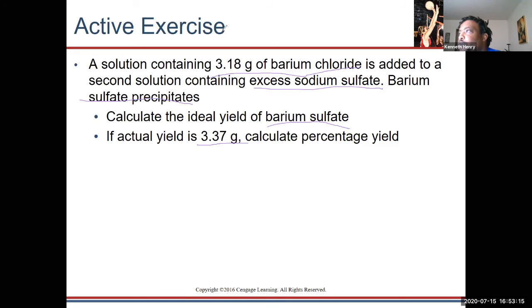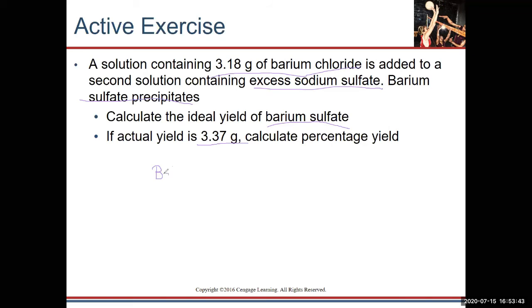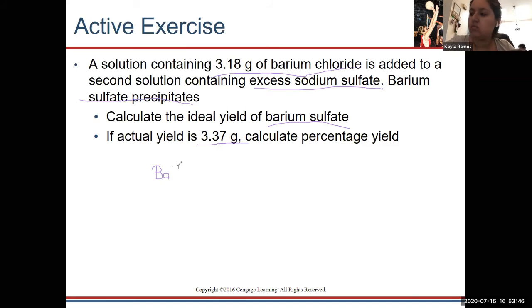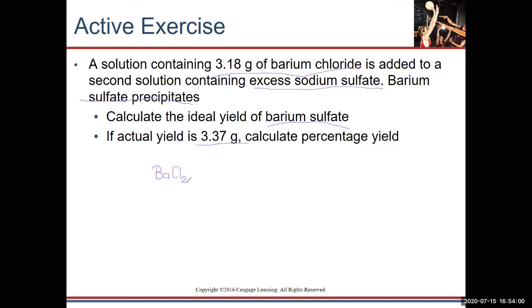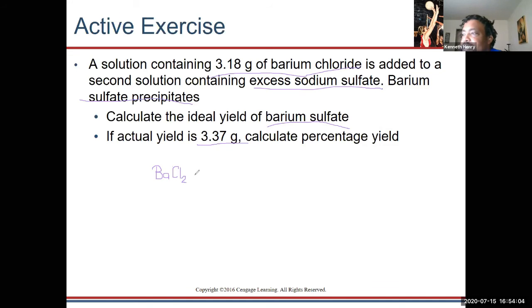So what is going to be the chemical equation? What are our reactants? Barium chloride and sodium sulfate. Okay, so what is the chemical formula for barium chloride? It's Ba, not Br. BaCl2. Barium is 2+ and chloride is 1-, so Cl2. Solid, liquid? It should be aqueous.